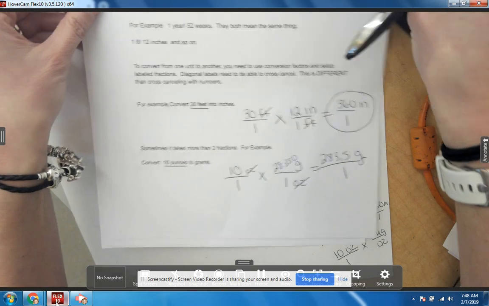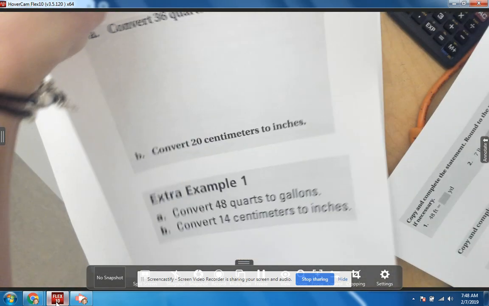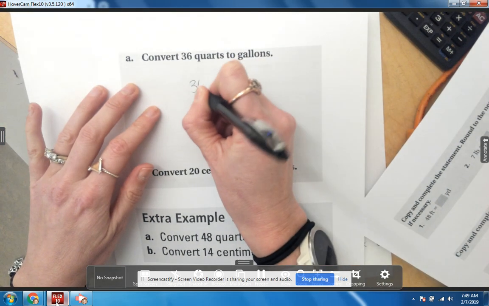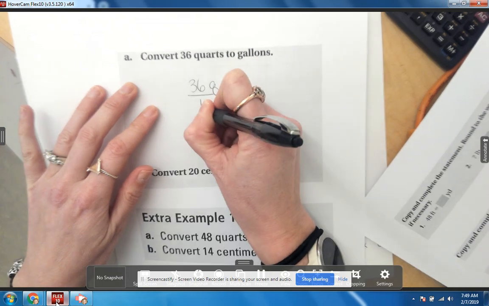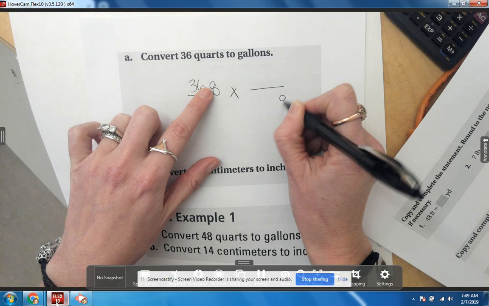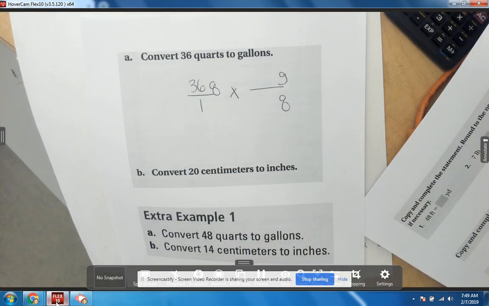Okay, I'm going to have you flip over your notes and we'll try some practice ones. Let's take a look at this first one here. It says convert 36 quarts to gallons. So we're going to write 36 quarts over 1. Then we have to multiply it by the conversion. Quarts goes on the bottom because we want to get rid of it. Gallons goes on the top. Then you're going to look on your chart for quarts to gallons. Let's see if I can find this one. Quarts to gallons.